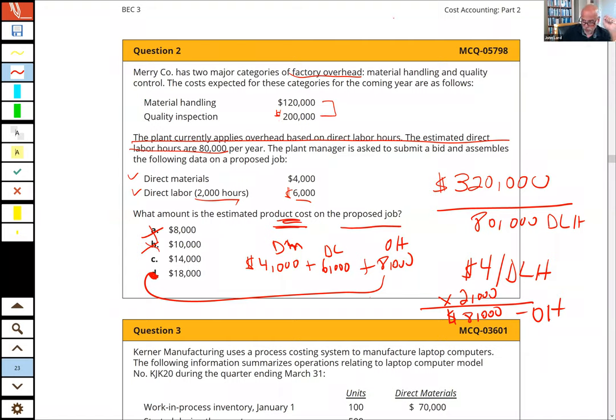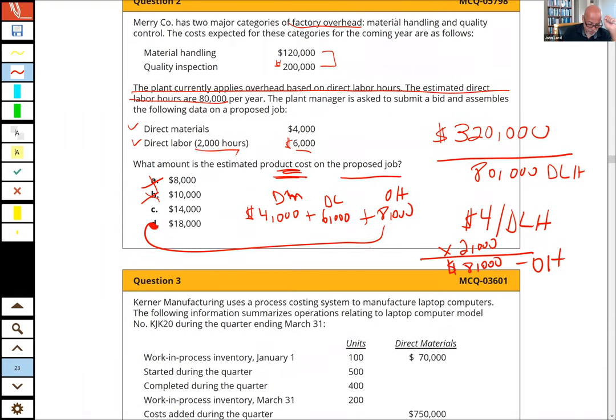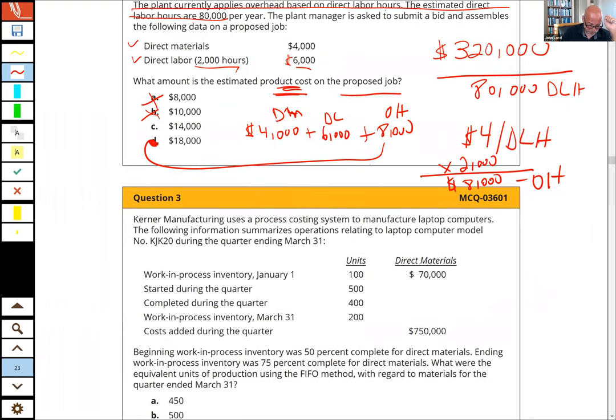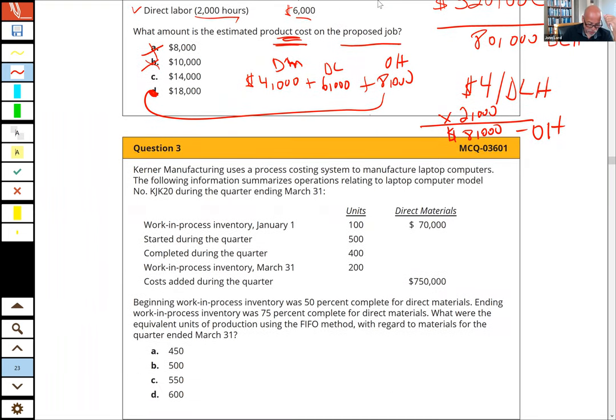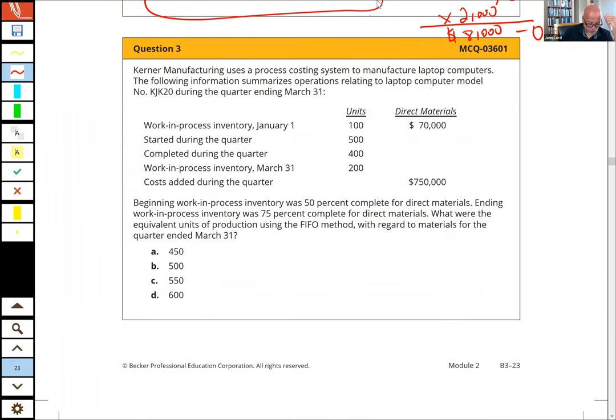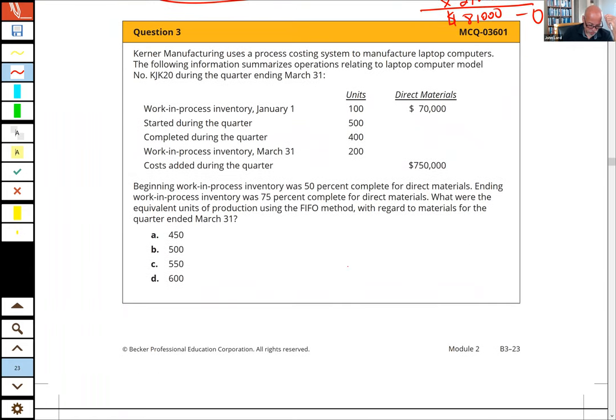Okay. Can you get any of the choices without adding that 6,000 as a dollar amount though? I don't know. Anyway, okay. You kind of start to get used to these things too, the way they present some of the things. So let's look at this question.